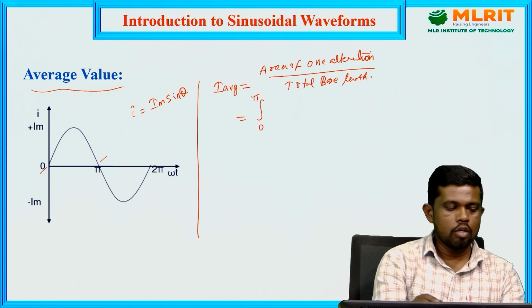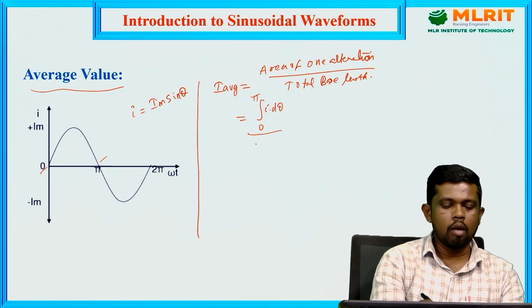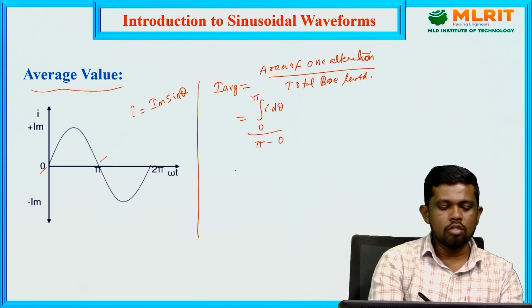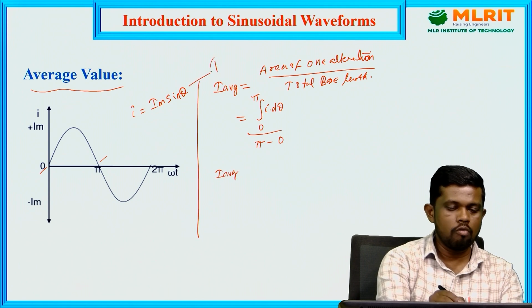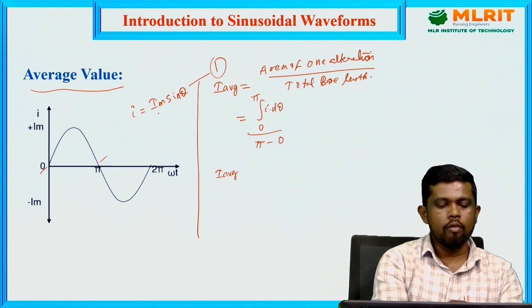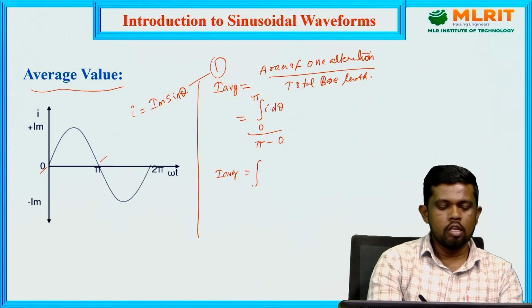The area is, since this is the current, i into d theta, divided by pi minus 0. So I average equals the integral of i d theta over pi minus 0. This is expression number 1. Then substitute the i value here, that is integral 0 to pi.